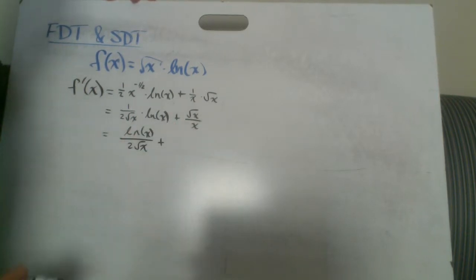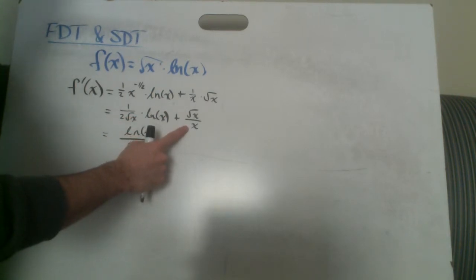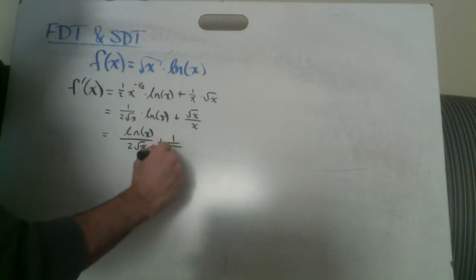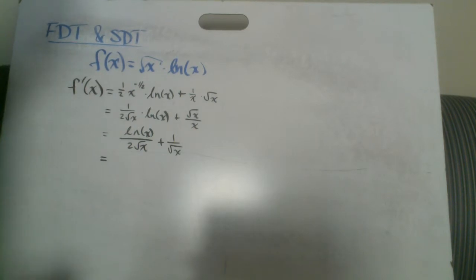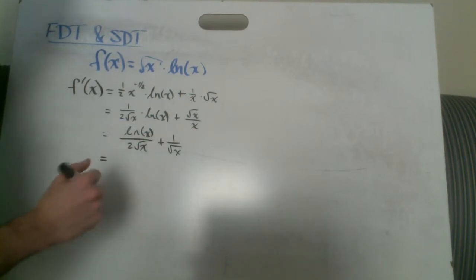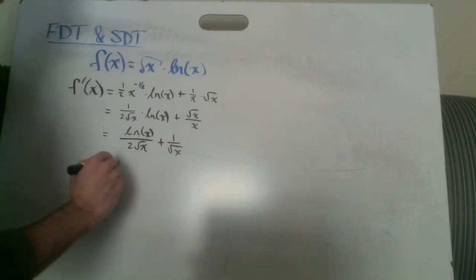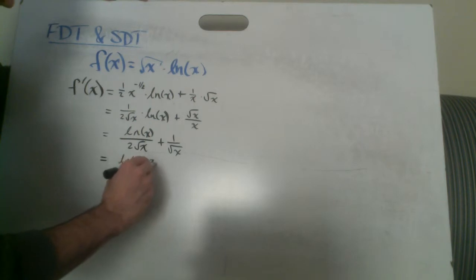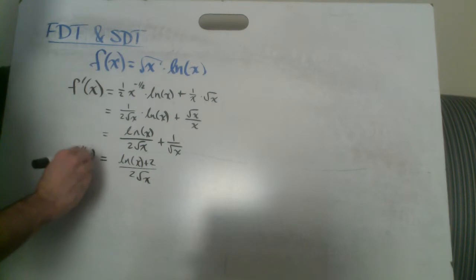Okay, let's think about this one for a second. This is x to the 1/2, and this is x to the 1. When you're dividing same base, different exponent, you subtract the exponents. That makes this x to the negative 1/2, which makes it 1 over square root x. And because of all of this, I can make these have the same denominator by multiplying the top and bottom of this right fraction by 2. And I'll get natural log of x plus 2 all over 2 root x. And this is what f prime is equal to.